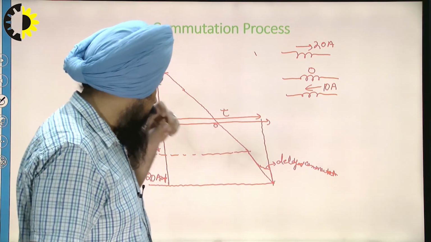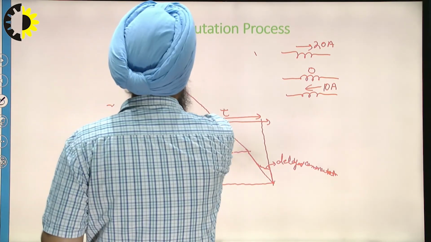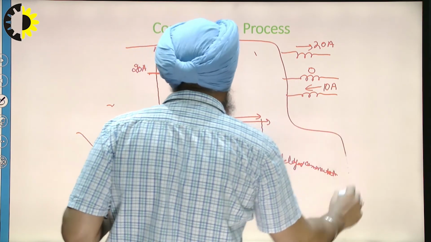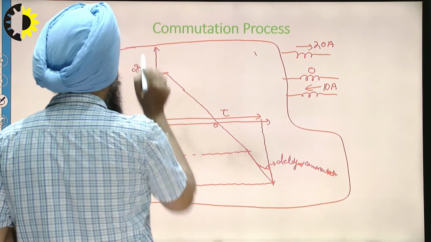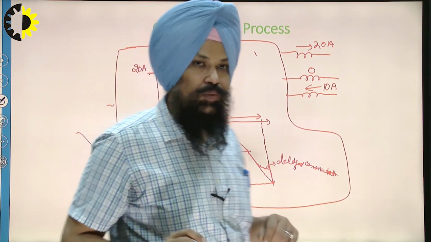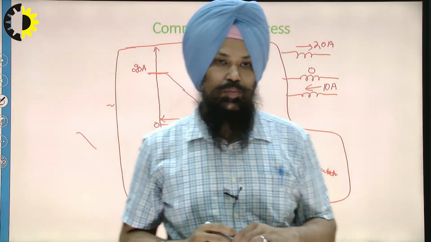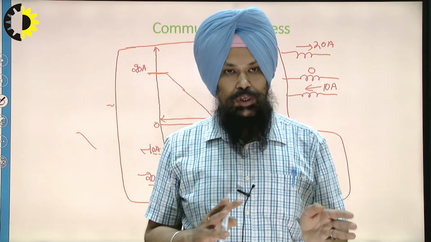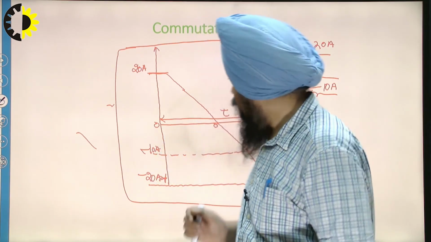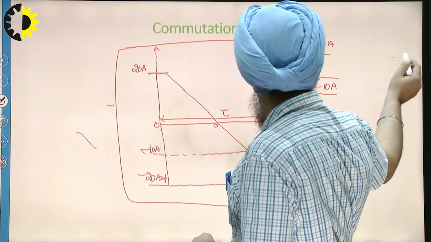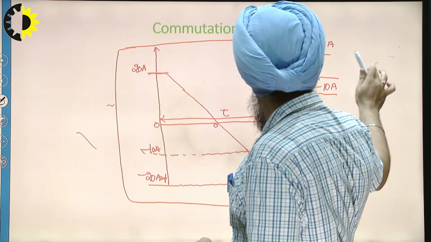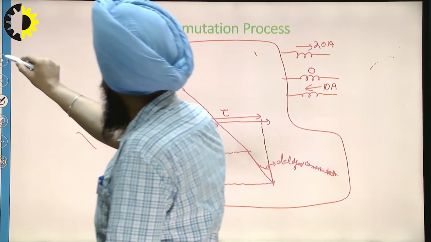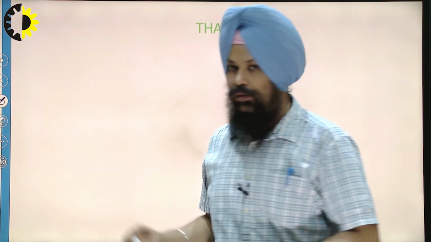So this is the whole process, explained with the graph also, what the commutation process is and what the significance of commutation in DC machines is. It happens in both cases, the DC motor as well as the DC generator. So this is all about the commutation process.